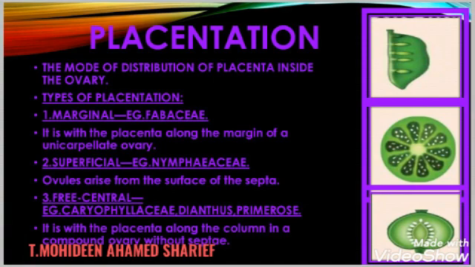Parietal. It is the placenta on the ovary wall or upon the inwardly growing partitions of a unilocular ovary, compound ovary, example mustard. Basal. It is the placenta at the base of the ovary, example sunflower and marigold. So based on the placentation inside the ovary, this is how they are typecast. So you can see those in the diagram in detail. So it is very important.